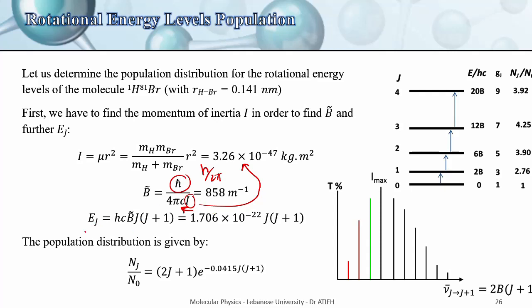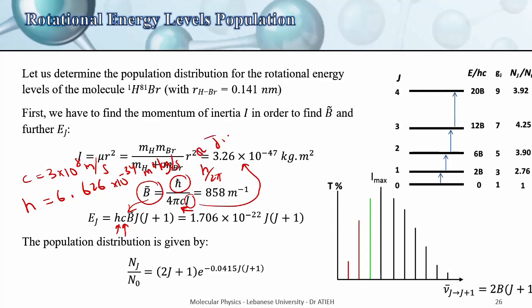Now, let's substitute B, or the value of B, in the expression of ej. h, we have it, it's a constant, it's Planck's constant. And c is also a constant. c equals 3 times 10 to the power 8 meter per second. Planck's constant h is equal approximately to 6.626 times 10 to the power minus 34 meter square kilogram per second, or joule second. These are given usually in the exercises.